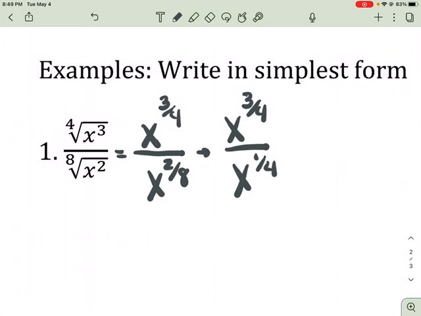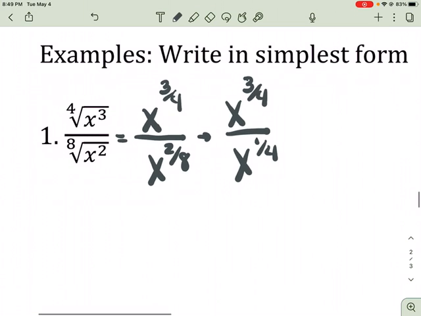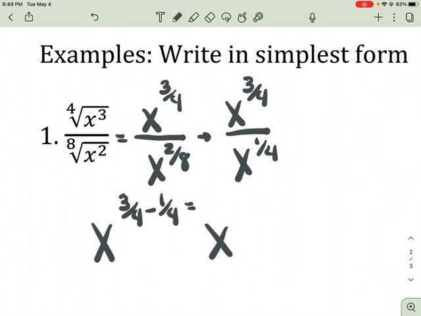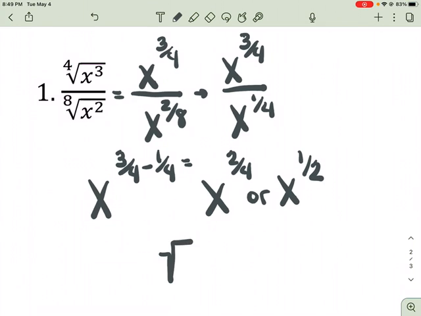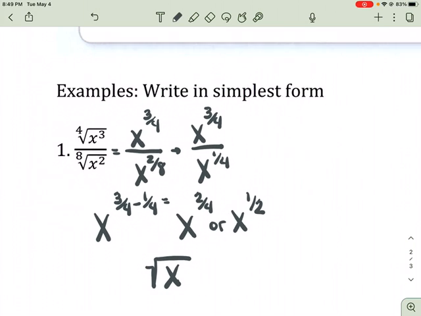So we're dividing, which means we're going to take our exponents and subtract them. Remember, we're dealing with fractions here, so they better have a common denominator, which they do. So this is going to be x to the 2/4, or x to the 1/2. You can write it as the square root of x if you choose to do so. It would be up to the directions.